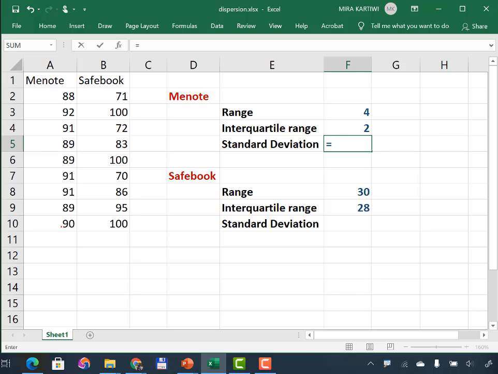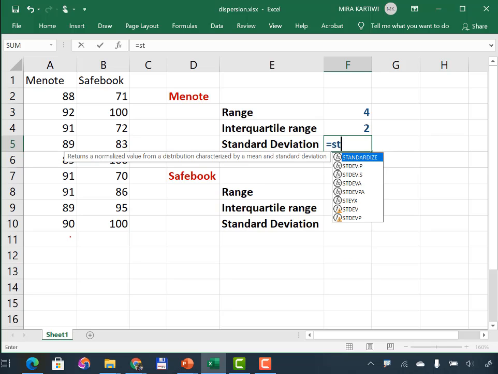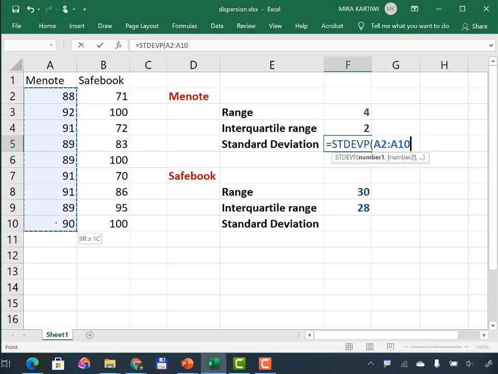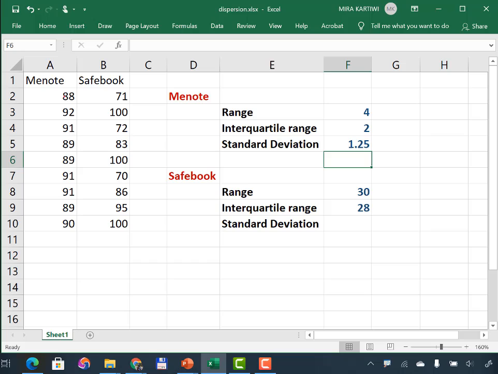The only difference between the standard deviation of a population and of a sample is just on the n. On the sample, we have to minus by 1. But since we are taking all data from our population, we obviously will have to use the standard deviation of the population, which is here. So the standard deviation for Minnow is the array of all profits for the Minnow company, and we do the same thing for SafeBook profit.